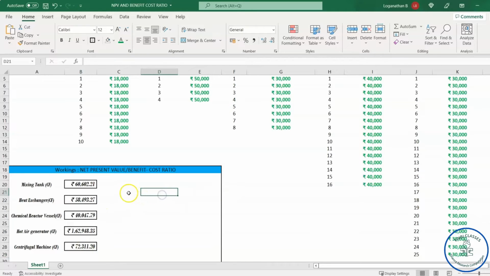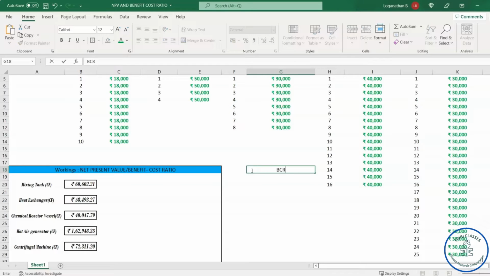Now we have calculated the net present value. Now we'll be calculating the benefit cost ratio. So for benefit cost ratio, we have the formula for that, right? So BCR, benefit cost ratio, is equal to present value divided by your investment. Present value divided by your investment. So this is your formula for the BCR.